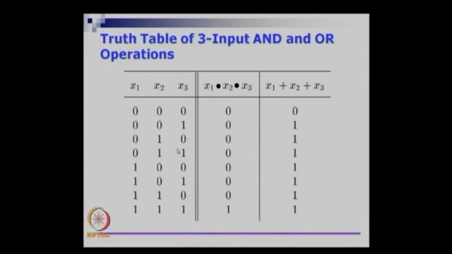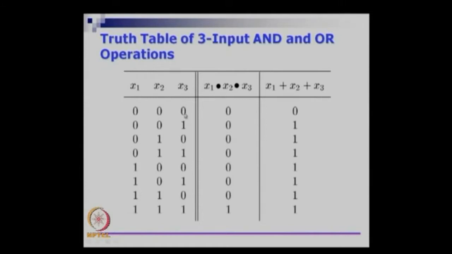So you can generalize this. For n input AND, only the last row will be 1. For n input OR, only the first row will be 0, provided you have arranged these inputs in a certain order. So let's see the order in which these are written.